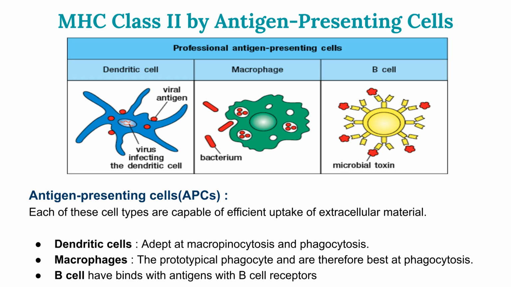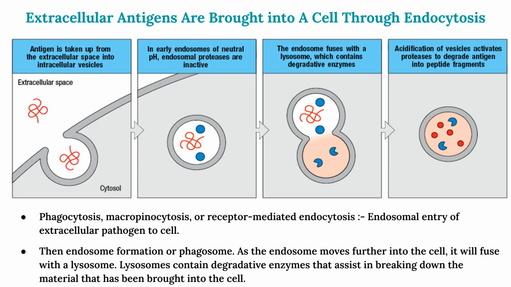MHC Class II presentation is handled by antigen-presenting cells like dendritic cells, macrophages, and B cells. These cells efficiently take up extracellular material and process antigens for presentation. Extracellular antigens enter the cell through endocytosis, forming endosomes or phagosomes. These then fuse with lysosomes, where degradative enzymes break down the material into peptide fragments.